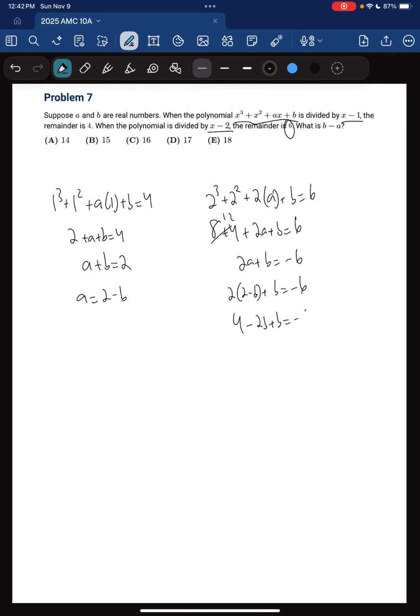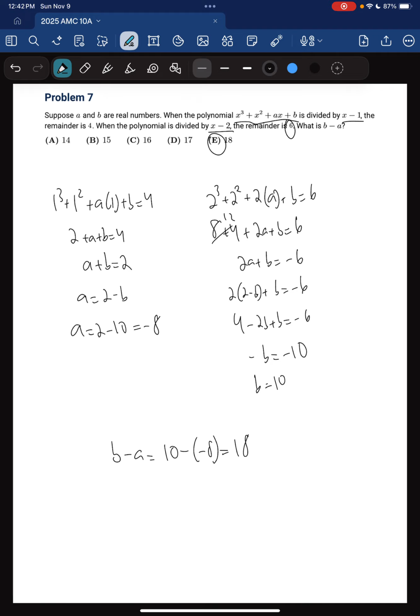So we have negative b equals negative 10. So therefore b equals 10. And a equals 2 minus 10, which is negative 8. Therefore, we have that b minus a is going to be 10 minus negative 8, which is 18. So our answer is E.